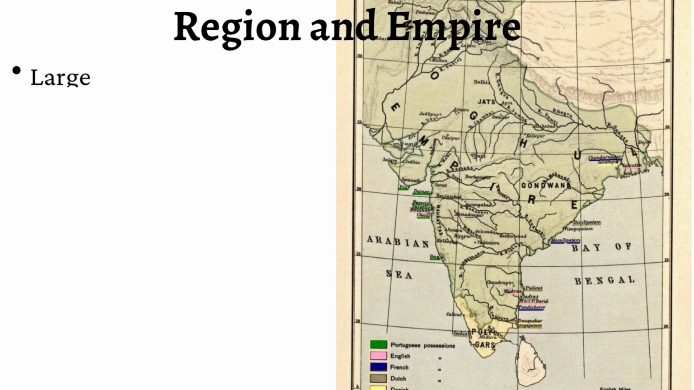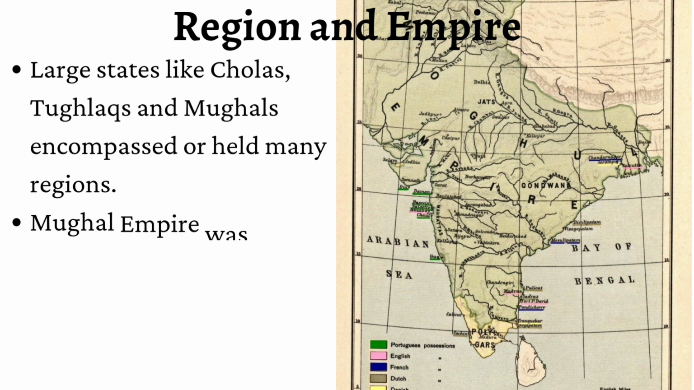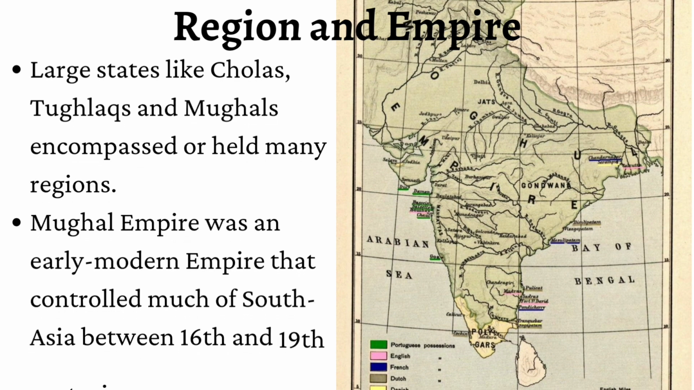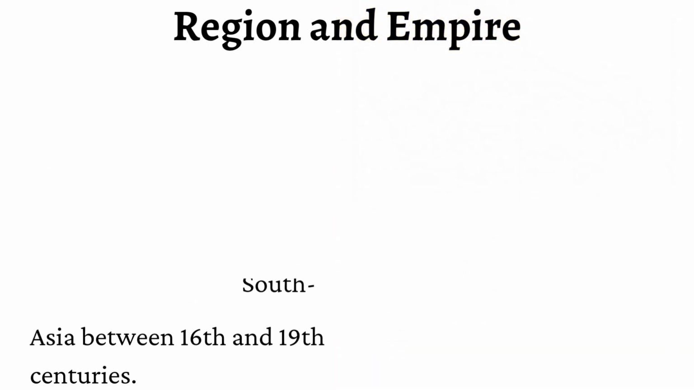Next you can see the Mughal Empire here. The Mughal Empire was an early modern empire that controlled much of South Asia between the 16th and 19th century. That means they ruled for more than 200 years in the Indian subcontinent. See the map, that pale green color. We can see the influence of the Mughal dynasty during those times. You will be learning about the Mughal dynasty in the fourth chapter of this textbook.